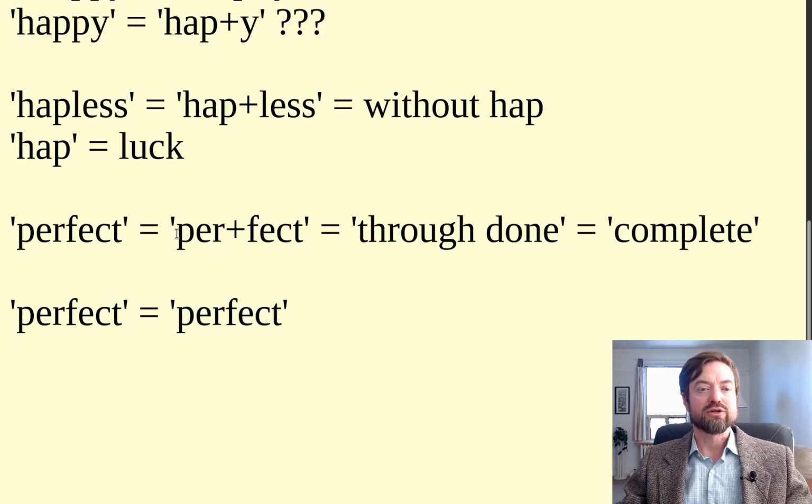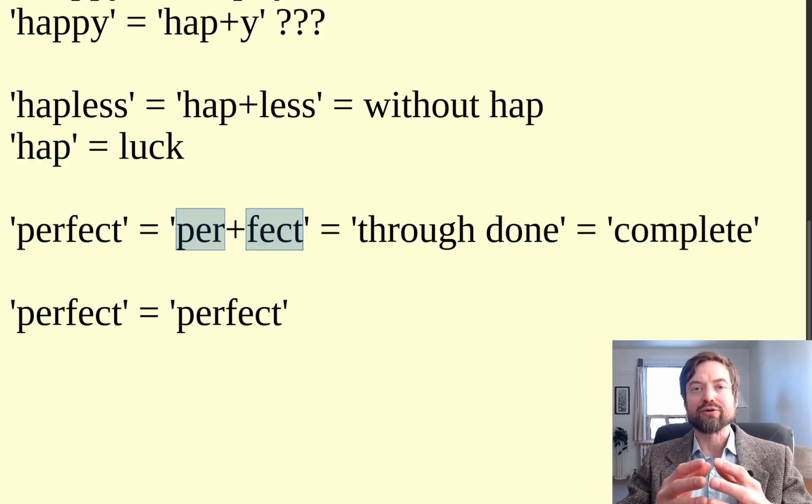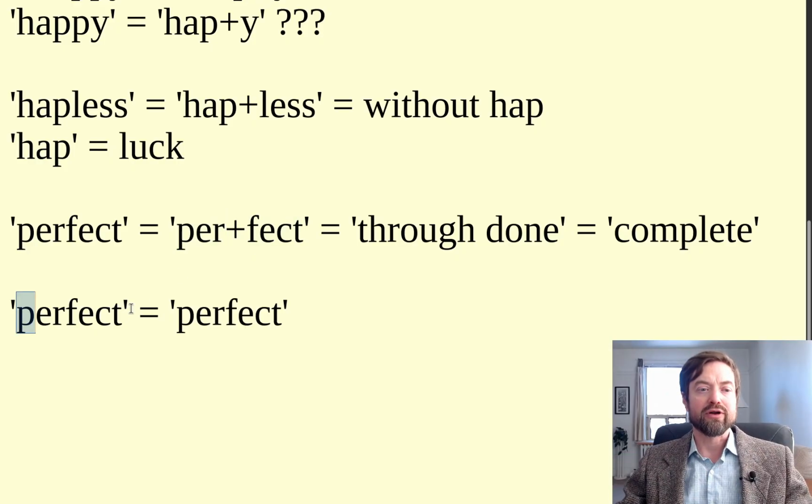So you can see what in Latin was two different morphemes. They were both alive, and they were combined to make this sort of compound combo word of two morphemes. Now in modern English, the word perfect is just one piece, one morpheme. So that's the challenge that you're looking for.